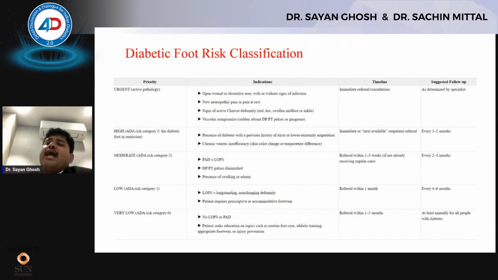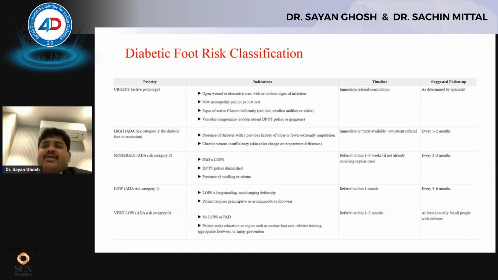Now, for the high risk, that is ADA risk category 3, the diabetic foot in remission, presence of diabetes with a previous history of ulcer or lower extremity amputation, chronic insufficiency is there, so there are skin color changes or temperature differences. Immediate or next available outpatient referral, every 1 to 2 monthly follow-up is necessary because there is no ulcer, but there is a high risk for development of the foot ulcer after one ulcer remission.